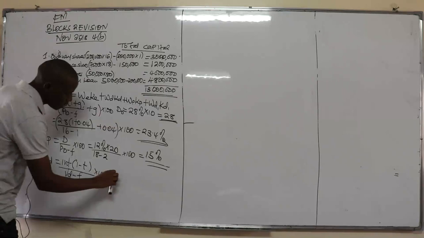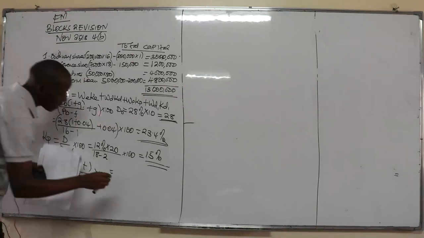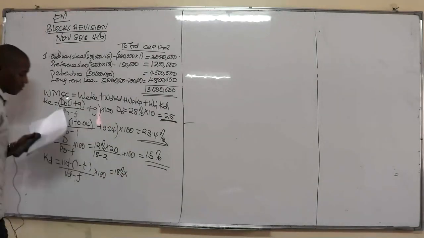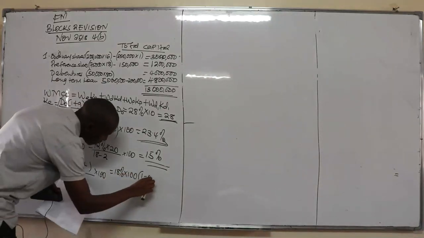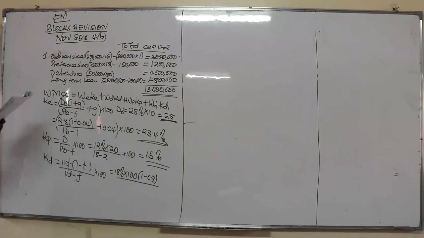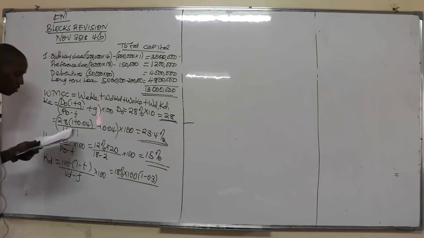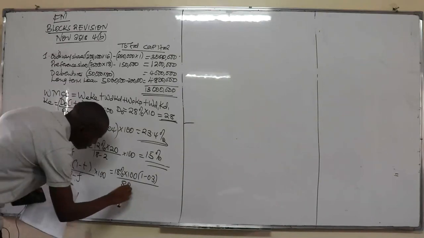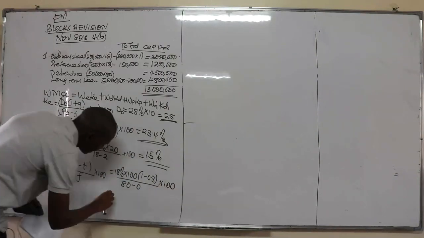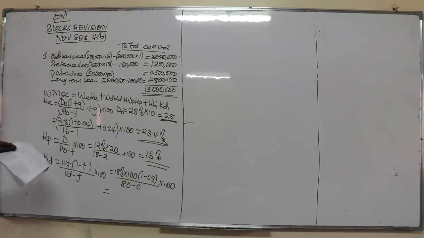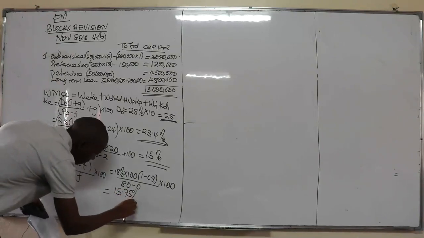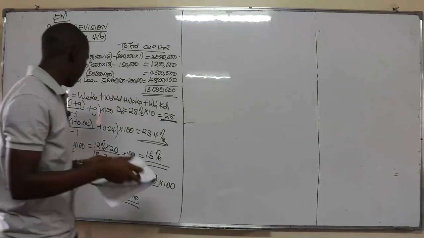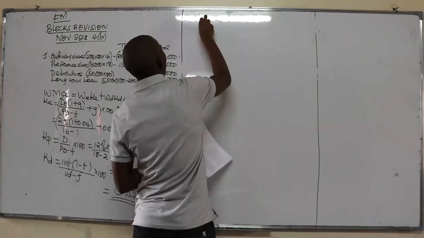The interest will be the rate of the par value, which in that case is 18% of the par value. The par value in this case is 100. Take 1 minus taxation, which is 30%. Then you divide by the current value of the debenture, which was 80. There is no flotation cost. You multiply by 100, so it will be 18 multiplied by 0.7, divided by 80, then multiplied by 100, which will be 15.75%. Now we have the cost of the long-term loan.